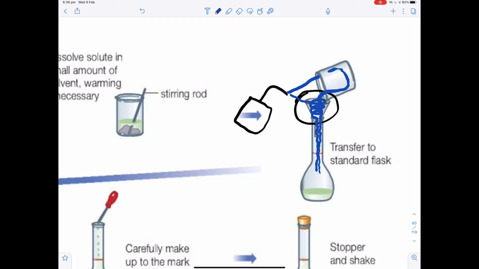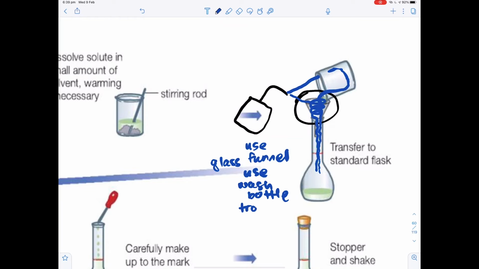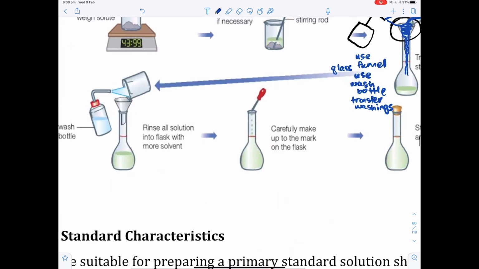Does that make sense? So use funnel, use glass funnel, and use wash bottle, and transfer washings is what I want to hear. Transfer washings. Transfer washings. Very good. Does that make sense so far? Good. All right.